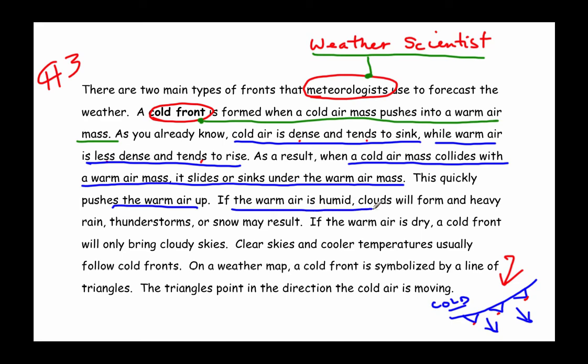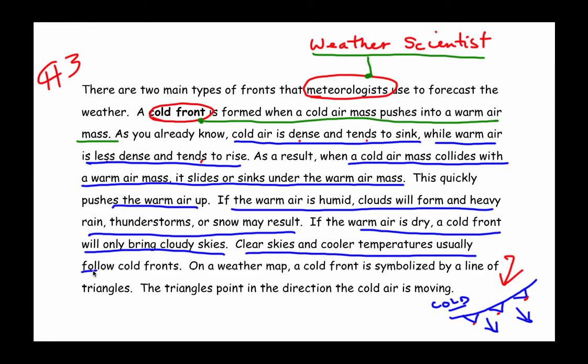If the warm air is humid, clouds will form and heavy rain and thunderstorms or snow may result. If the warm air is dry, it will only bring cloudy skies. Clear skies, cooler temperatures usually follow cold fronts, and we talked about already what a cold front looks like on a weather map. So please make sure that you get these markings down in your reading.